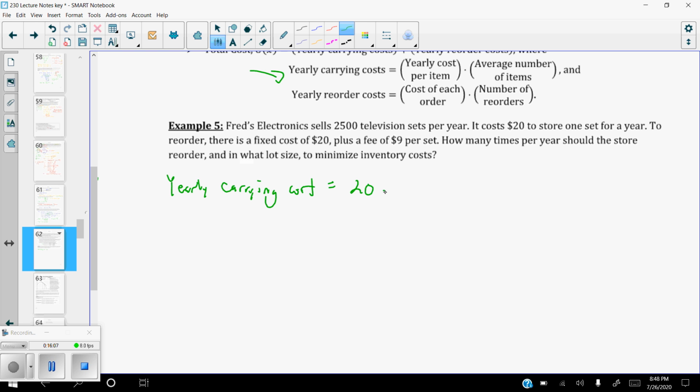And then we have to figure out the average number of items. Now, normally, if you take an average, you add things up and then divide by how many there are. Well, we're going to assume in this case that we take the number of items, X, and just divide it by 2 to do an average.